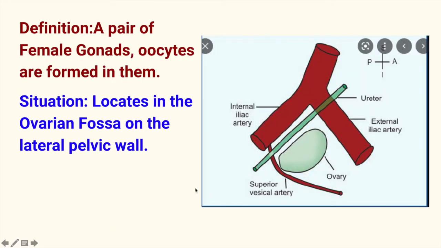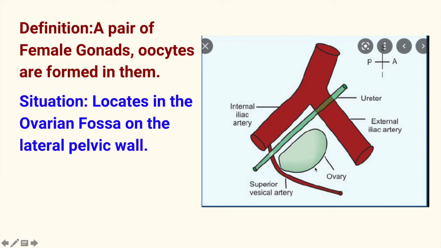First one is definition. The ovaries are a pair of female gonads which are located in the ovarian fossa in the lateral pelvic wall. The oocytes which are formed in these ovaries pass through the fallopian tube. Situation: the ovary is located in the ovarian fossa on the lateral pelvic wall.